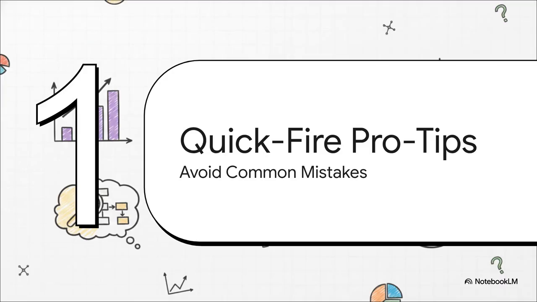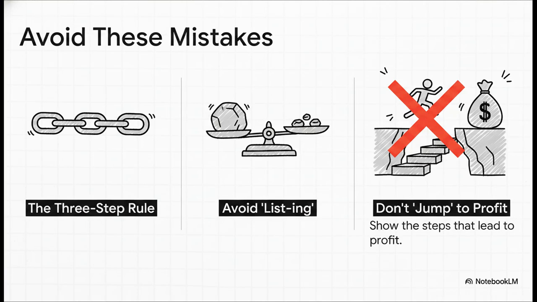Okay, we're almost done. Before we wrap up, I want to give you 3 super quick pro tips to make sure you avoid the most common mistakes people make with analysis. First up, remember the 3-step rule. Always aim for a chain with at least 3 links. Think X leads to Y, which leads to Z.